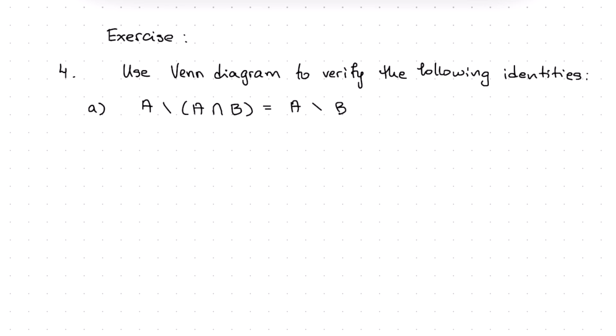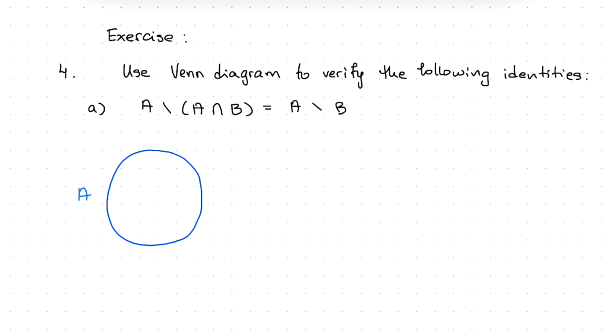Let's do another problem, number 4. They're asking us to use Venn diagrams to verify the following identities. Difference can also be said as minus. So the first one we have is A minus A intersect B.